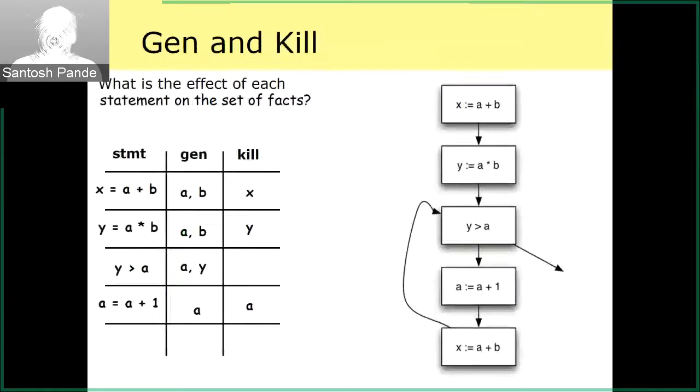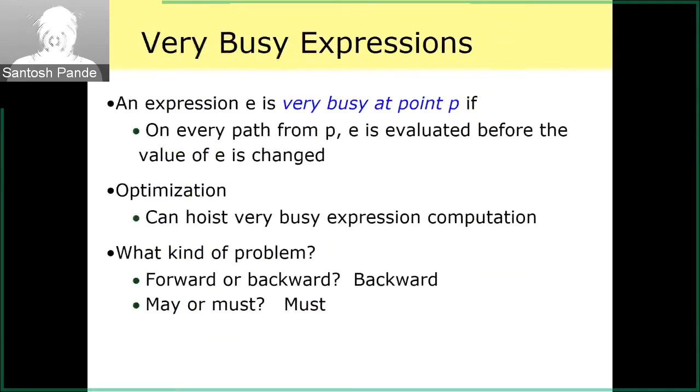I will skip the details of liveness because that's something we have done in our undergraduate studies. And when we talk about register allocation in the backend, we might revisit it. But for now, focusing on very busy expressions, the definition of the problem is very, very similar. If E is evaluated on all paths downhill before any change of operands, then E is very busy at P. So in order to determine whether E is very busy at P, we must look downhill, and therefore that's a backward problem. The information about E which we glean in downhill paths, whether E is evaluated or not, is useful in determining if E is very busy here. So this is also a backward problem.